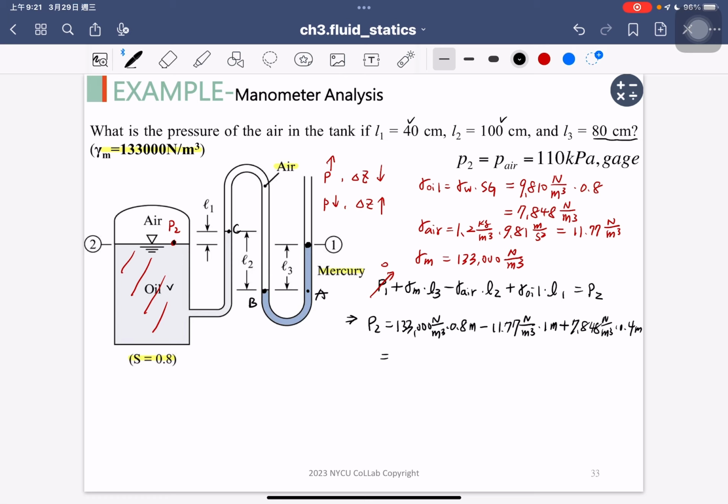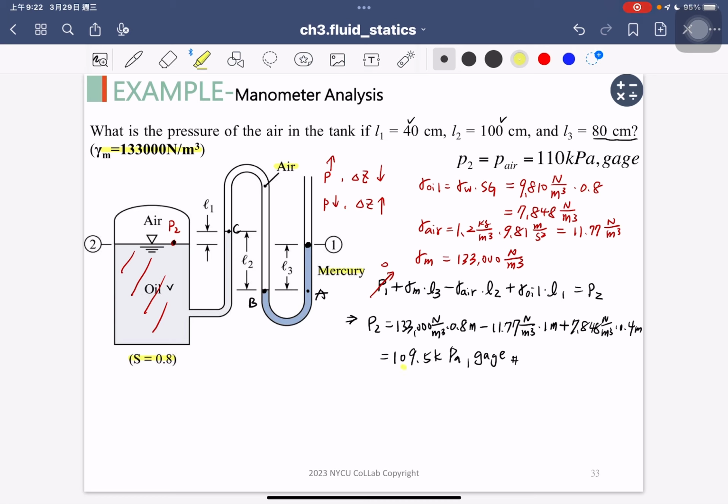So I check from my calculator, and plus the 7.848 multiply 0.4 meter. So the number is 109, maybe 0.5 kilopascal. And we always do the pressure analysis just based on the gauge pressure. So the final answer is the gauge pressure we have.